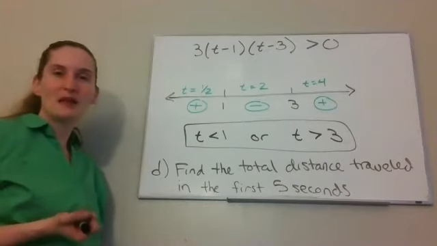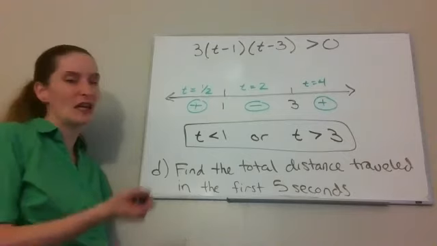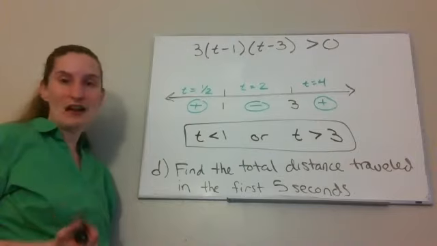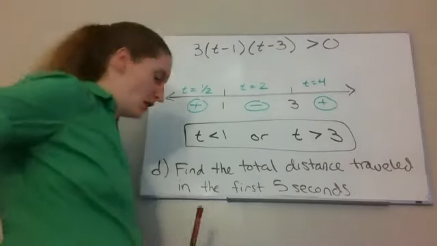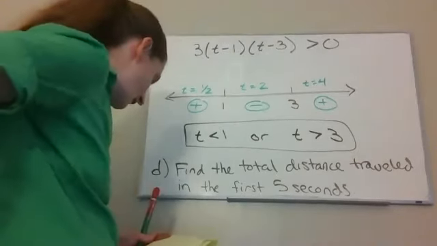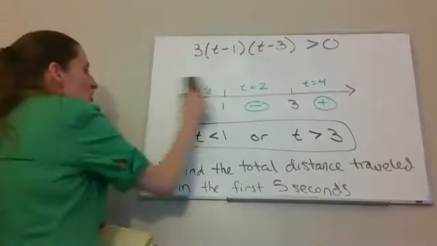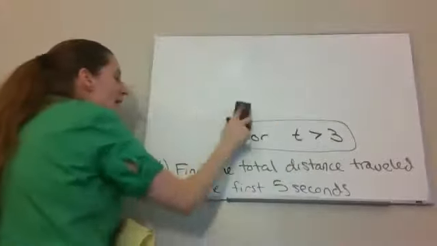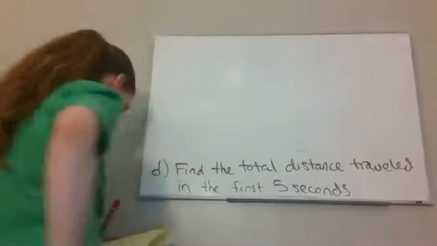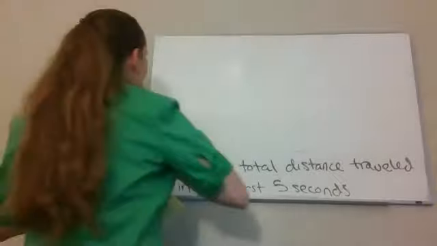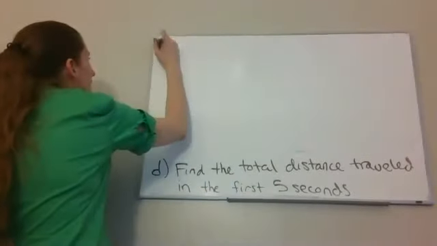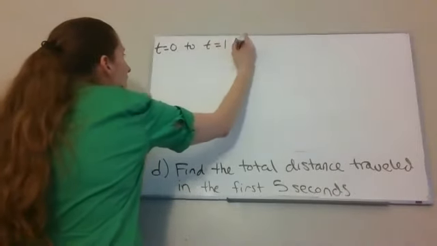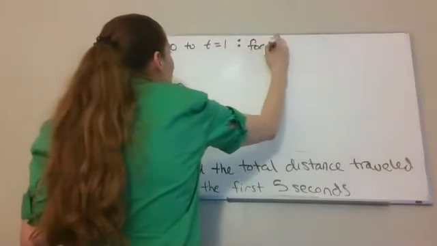And that's kind of the right instinct. The only problem is our particle is moving forward sometimes and backwards sometimes, and just using the endpoints does not get us all of that information. So what we have to do to find the distance traveled is to first check how far it traveled going forward first, and then backward, and then forward again. So I know from time t equals 0 to t equals 1, my particle is going forward.